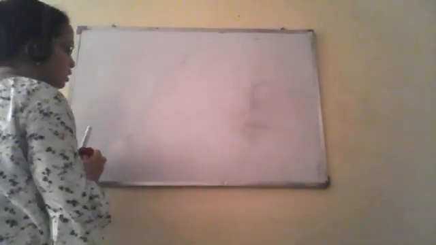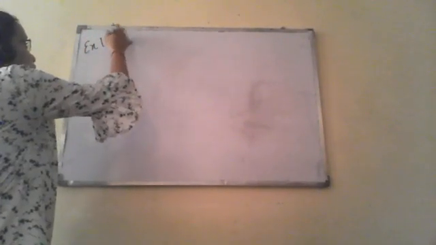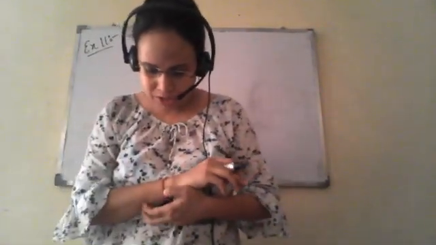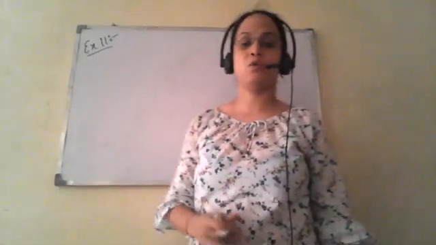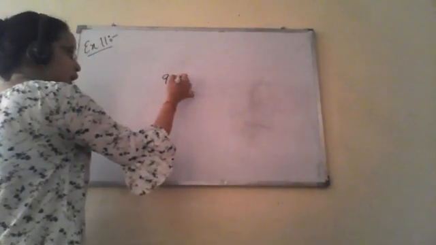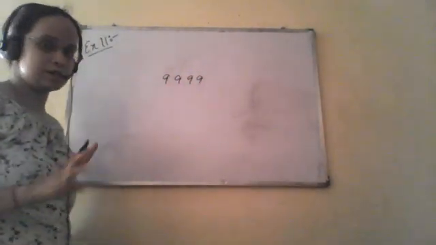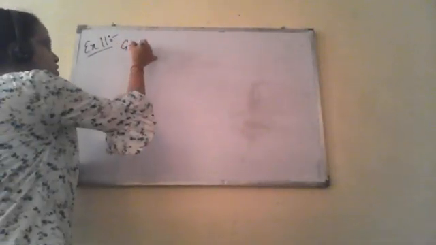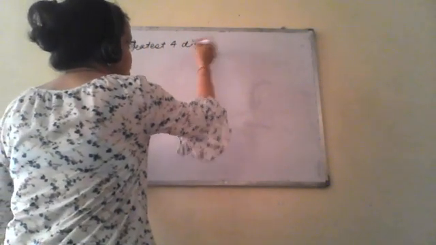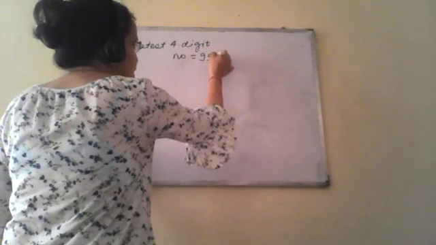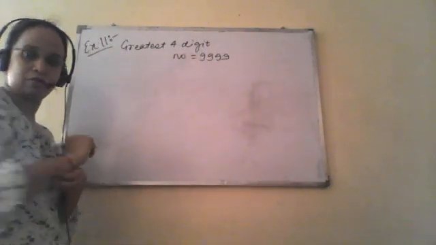Now example 11. What does it say? Find the greatest 4-digit number which is a perfect square. Clear? It is similar. So what is the greatest four digit number you can ever think of? It can be 9999. So it is the highest, the largest four digit number. Okay, so first we'll find the square root.